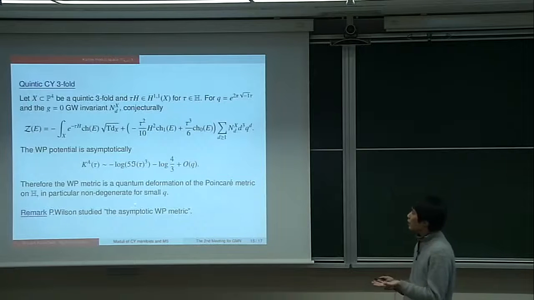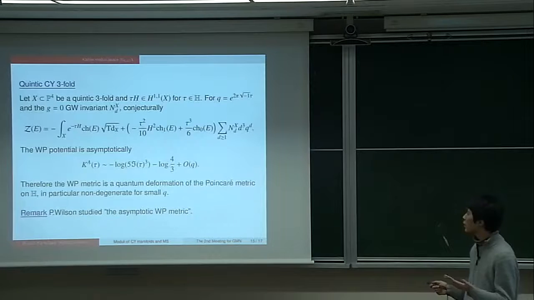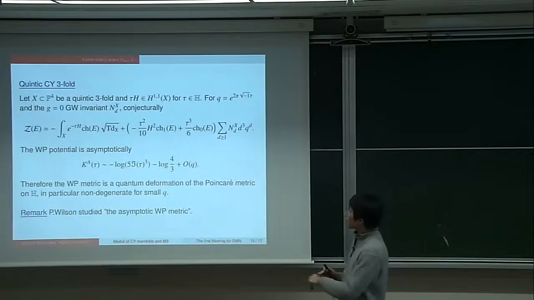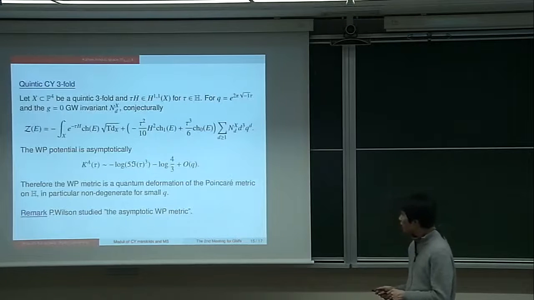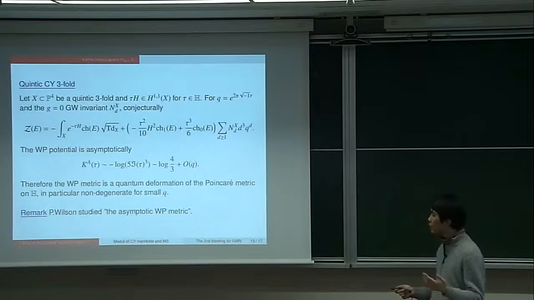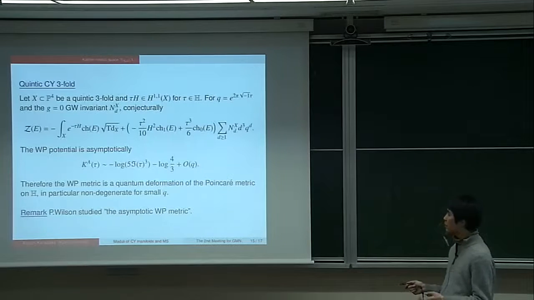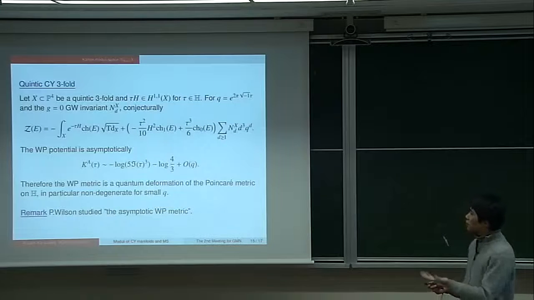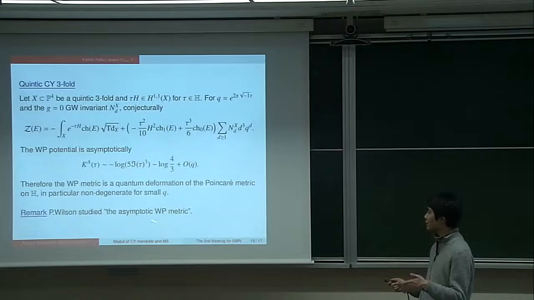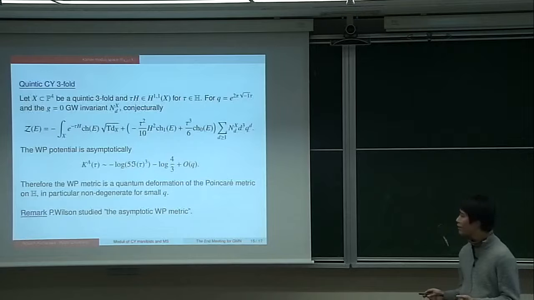And this is nothing but a deformation of the Poincare metric on the upper half space, and especially when Q is sufficiently small, it's non-degenerate. Actually, the metric aspect of the Kähler moduli space was studied by Candelas and collaborators before Bridgeland introduced the space of stability conditions. So they didn't know about Bridgeland, of course, but this research direction was initiated by them.